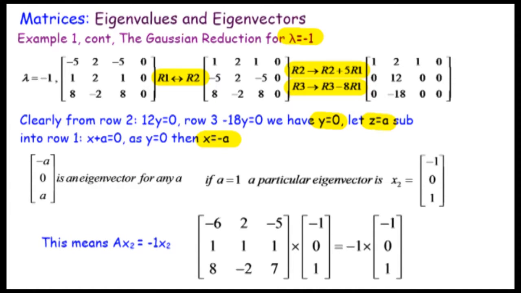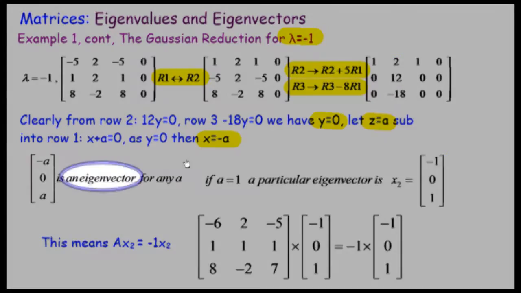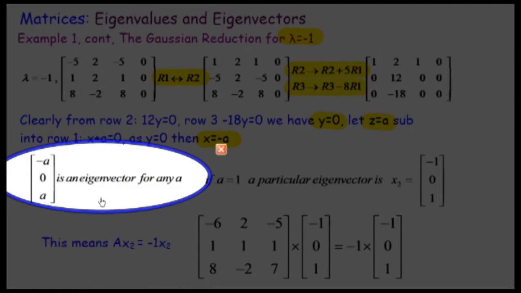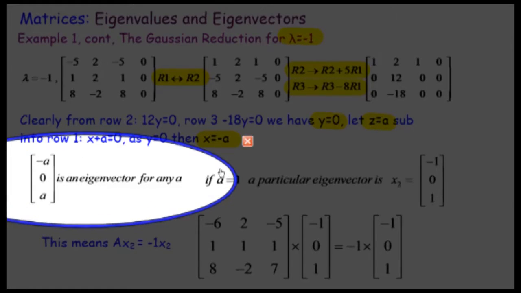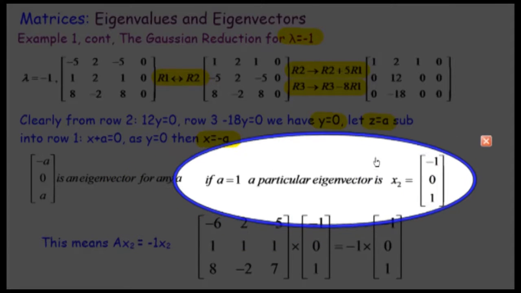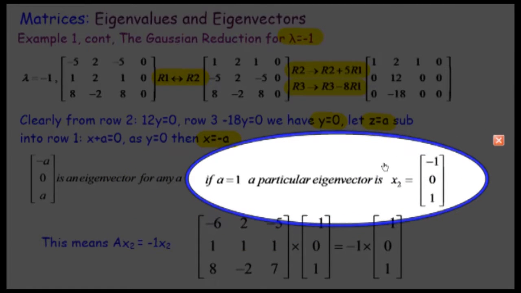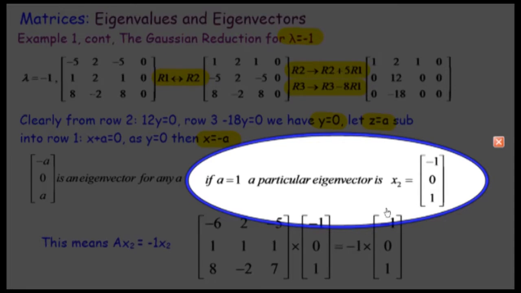So we end up getting the vector over here. This is now our general vector, if you like. The general vector you can see here, not terribly well, is basically minus a, 0, where y was 0, and z was a. You normally would put a particular value in, so 1, a nice easy value, and you end up getting this vector for that particular eigenvalue. So the eigenvalue of -1 gave us this vector here, x2, -1, 0, and 1.